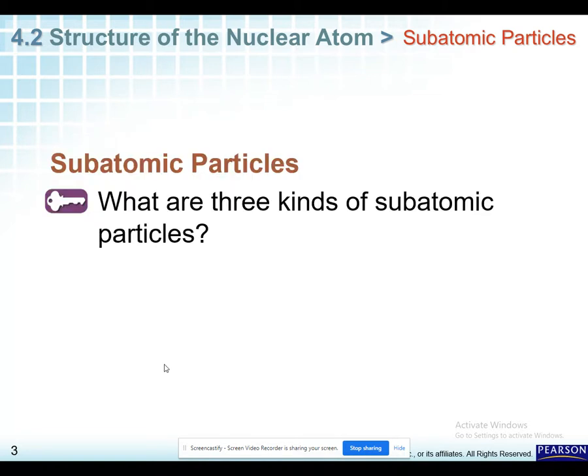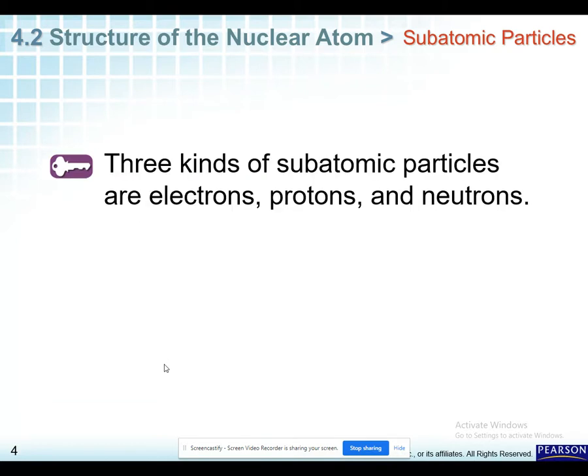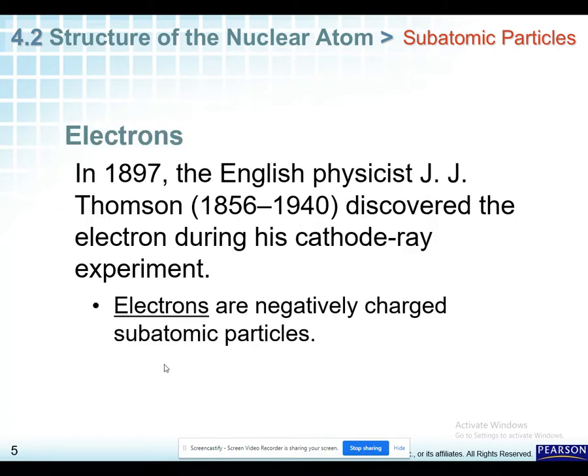So what exactly are subatomic particles and what are the 3 kinds of them? Well, hopefully from last year and even junior high, you remember that the 3 kinds of subatomic particles are the electrons, protons, and neutrons. And we're going to talk about each one of those separately, and we're going to talk about the experiments that led us to know different things about these subatomic particles. So the first one we're going to talk about is electrons.